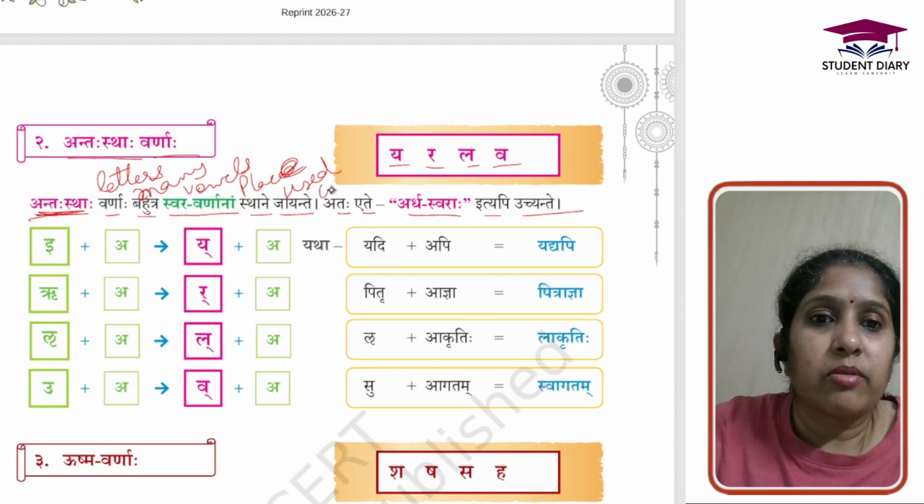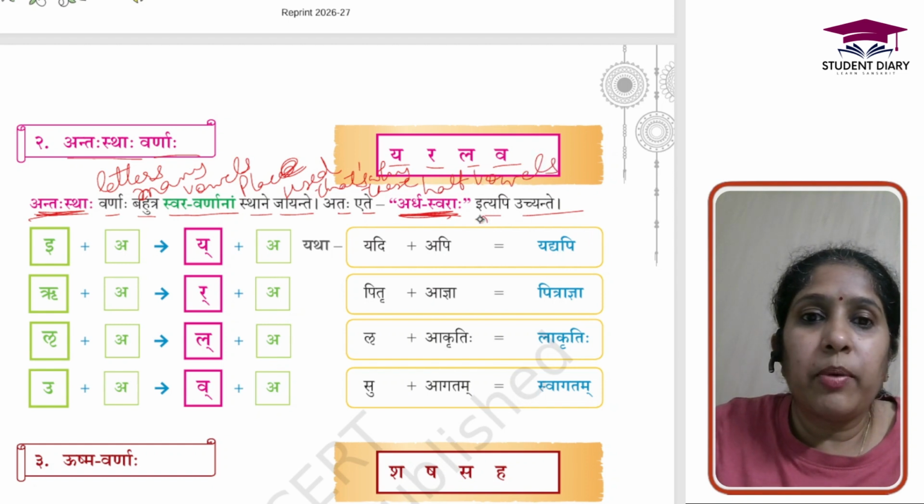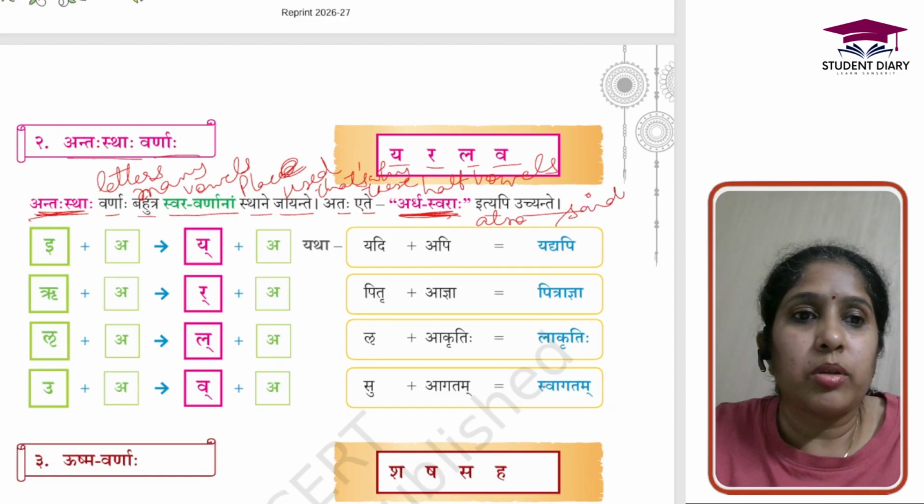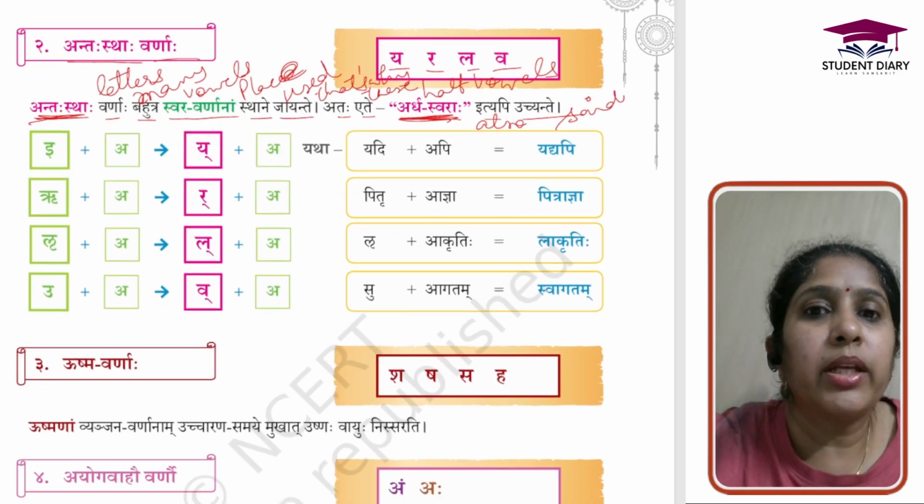So atah means that's why. Ete means these. Ardhaswaraha means half vowels. Itiapi means also. Uchyante means said. So these are said to be as half swara also. So let's see how they are made.